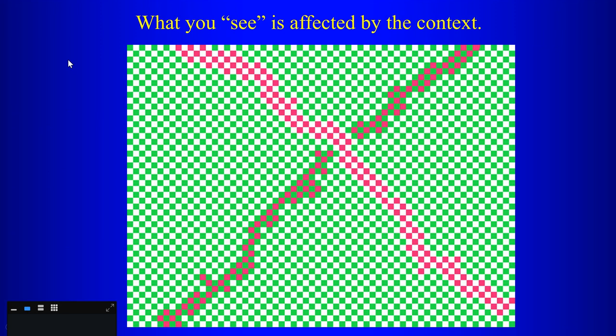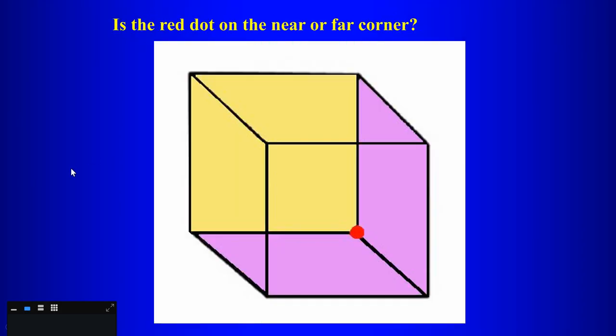So one of the most important things is what you see is affected by the context. If you look at these, doesn't the color of these squares look different than the color of these squares? But I'll tell you that they really are the same color. It's just that what is surrounding them makes them look different visually to you.